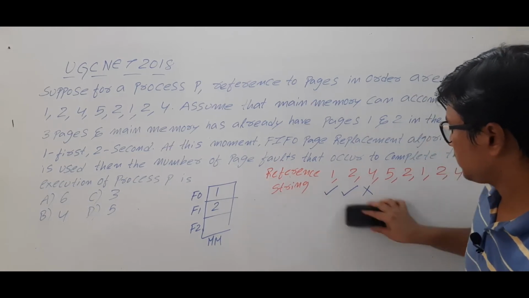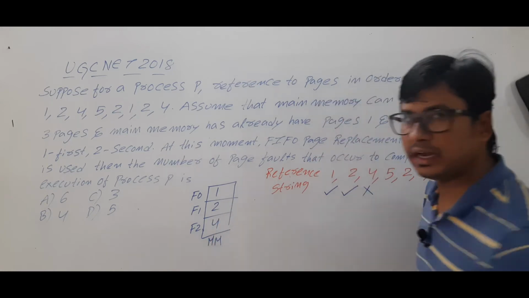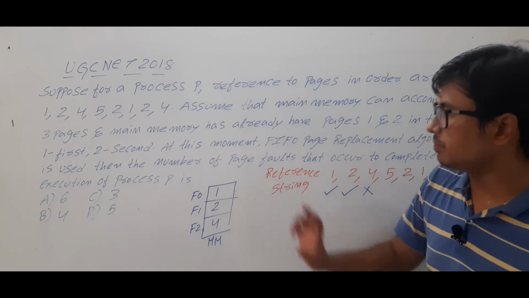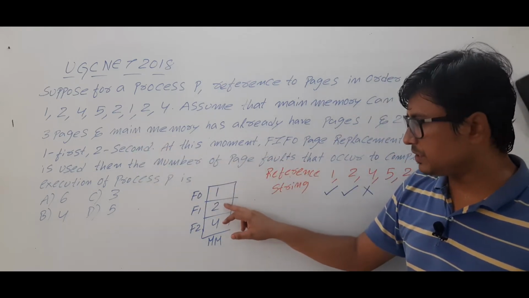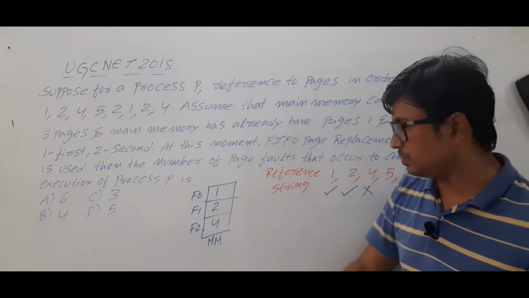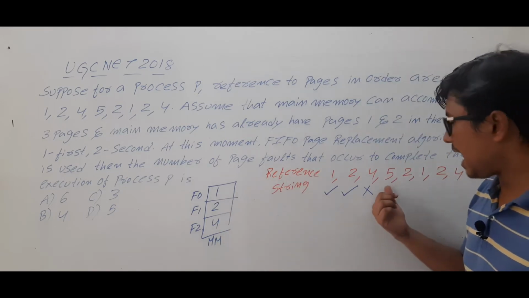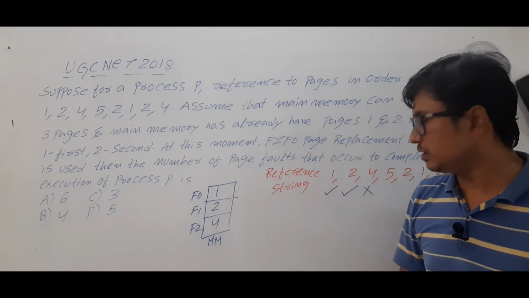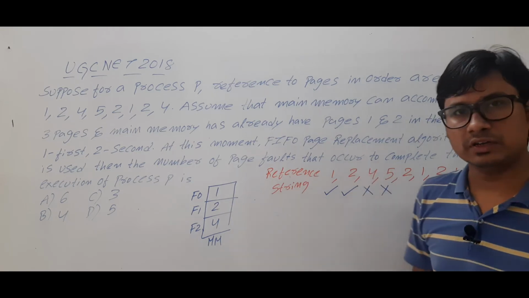Now page number 4 will be loaded in the main memory at frame number 2. Now main memory is full or not? Yes, main memory is full because it can accommodate 3 pages. Already page number 1, page number 2, page number 4 are available. So main memory is full. Now CPU is trying to access the page number 5. Whether page number 5 is available in the main memory? No, it is not available. If it is not available, it is a page fault.